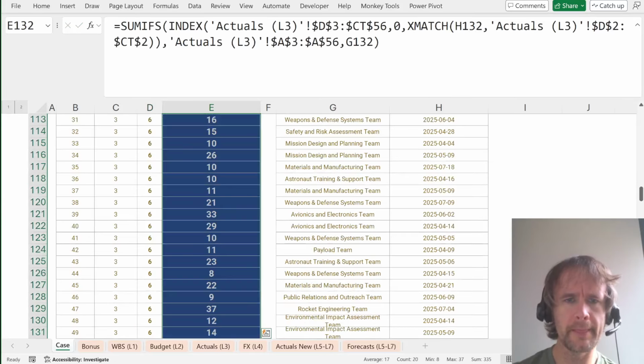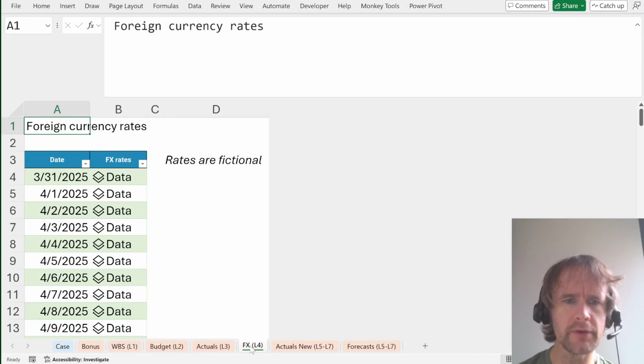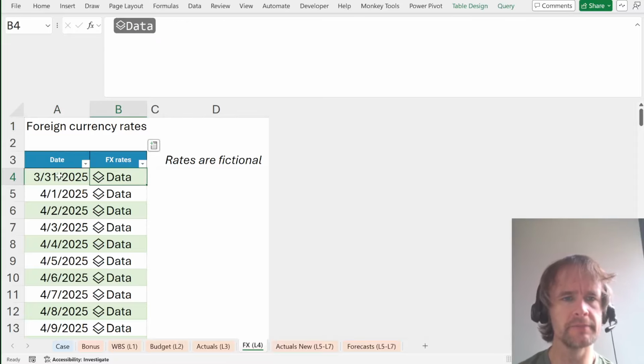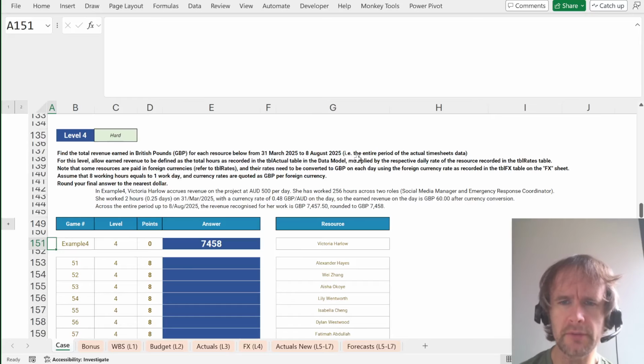Hooray. Okay. Level 4, find the total revenue earned in British pounds for each resource below from 31st of March to the 8th of August, i.e. the entire period of the actual timesheet data. So we've got FX, fine. Earned revenue is defined as the total hours as recorded in the table actual in the data model multiplied by the respective daily rate of the resource recorded in the table rates.